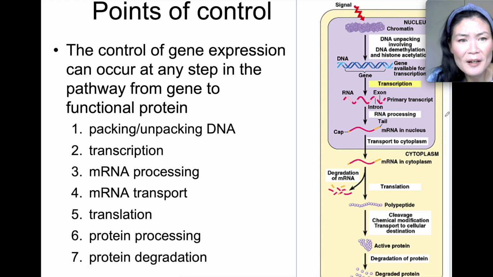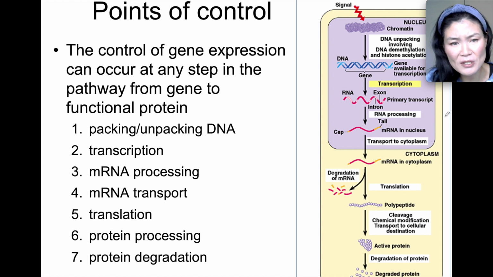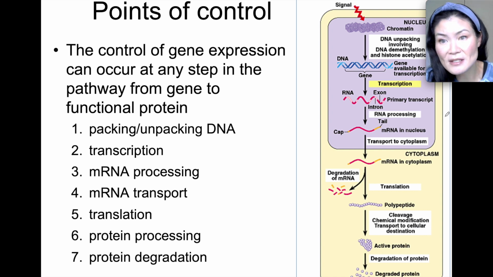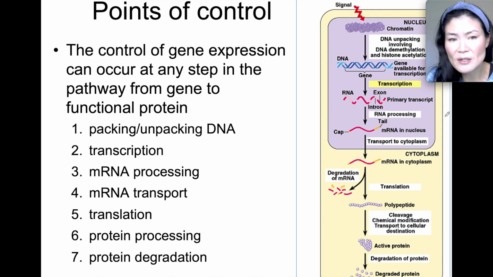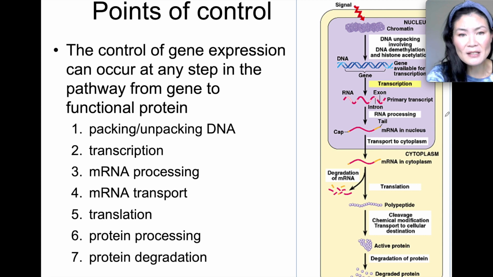So the first step is packing or unpacking DNA. How tightly the DNA is coiled around the histone proteins is going to either shut down or turn on the gene, okay? Then transcription, how fast transcription takes place, or if transcription takes place, mRNA processing, mRNA transport, translation, protein processing, and protein degradation. Those are the 7 steps for eukaryotic cells in which gene expression is controlled. Okay, so let's talk about packing and unpacking DNA first.